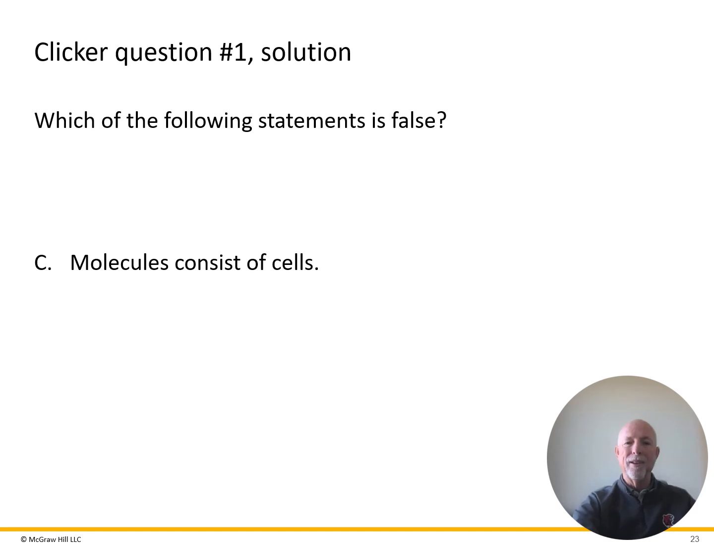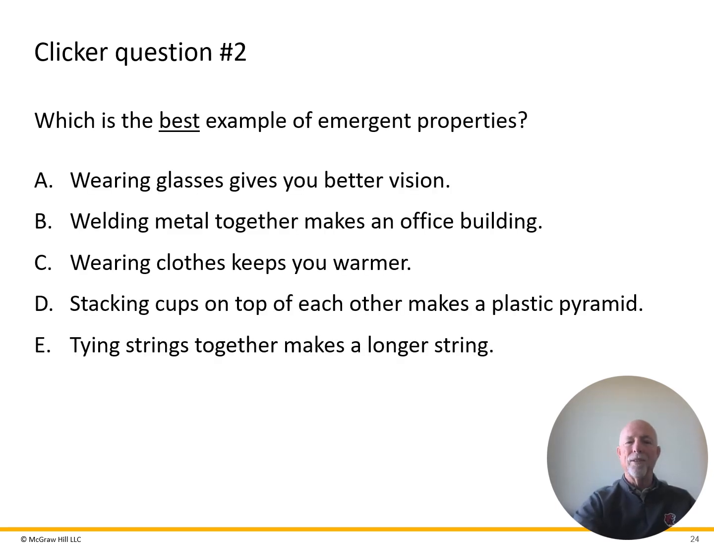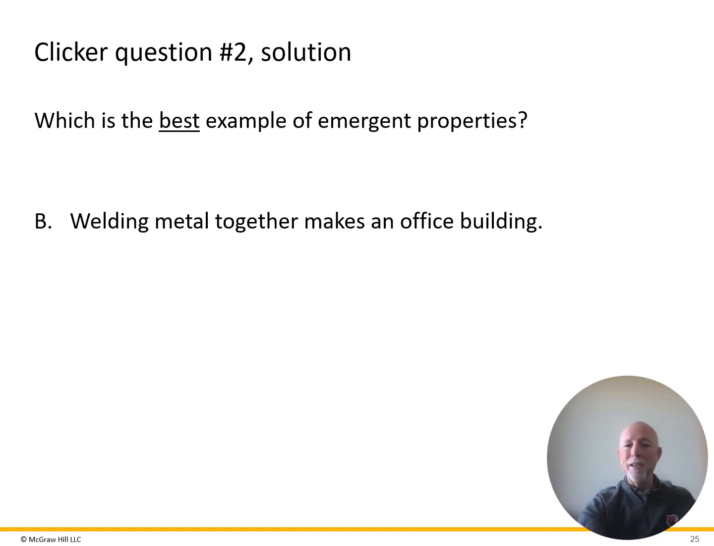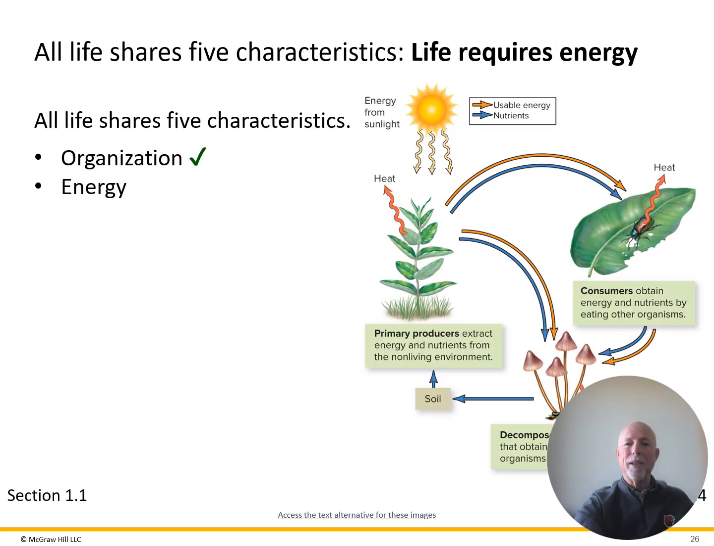And there's the answer there. Molecules consist of cells. What's the best example of an emergent property here? A through E. And B, welding metal together, making an office building is an emergent property.